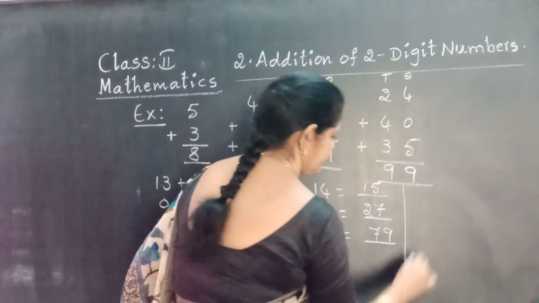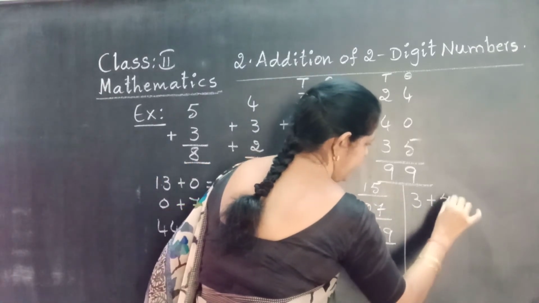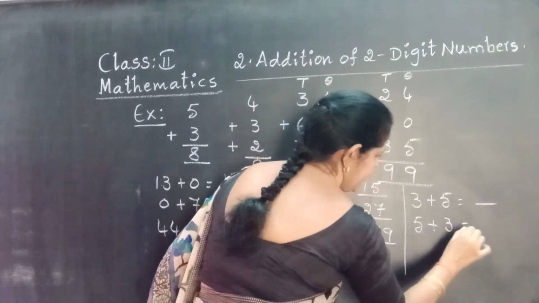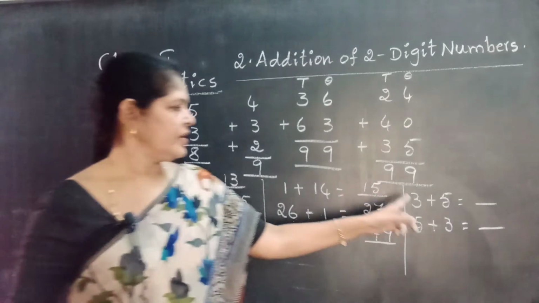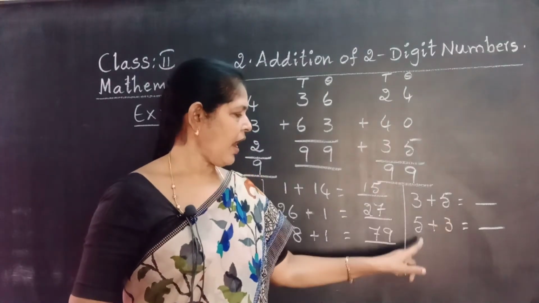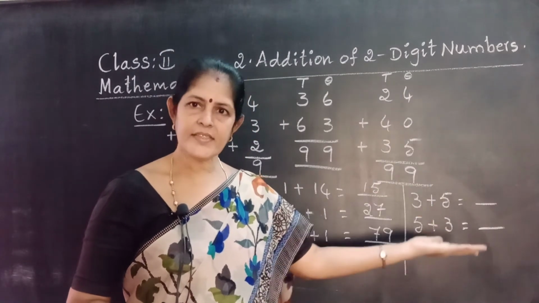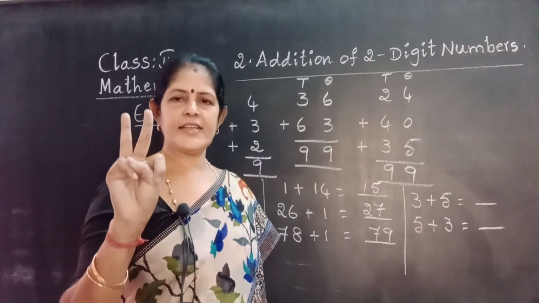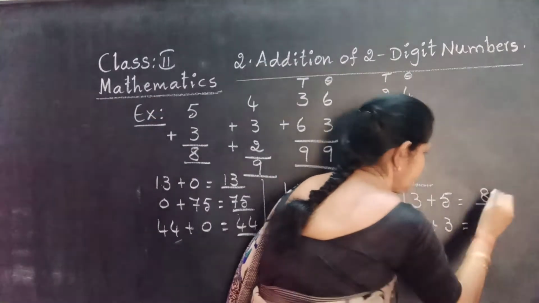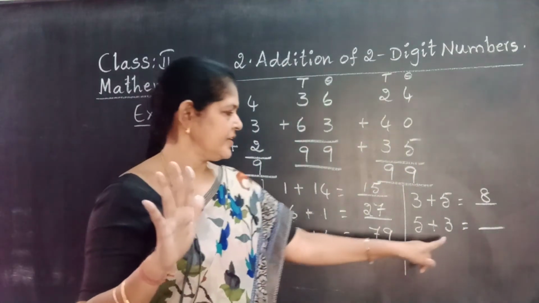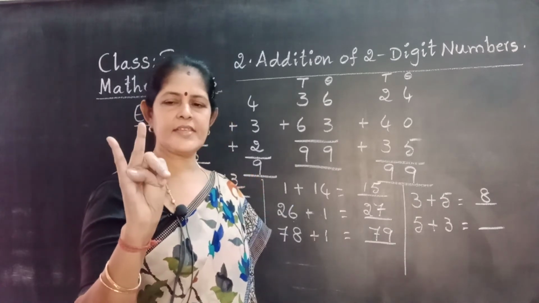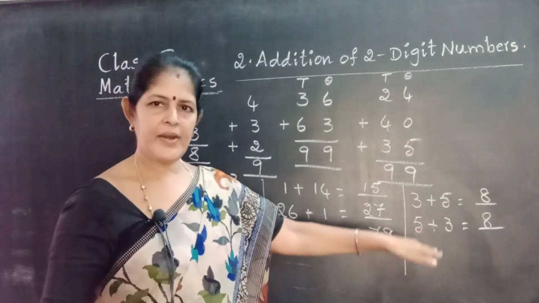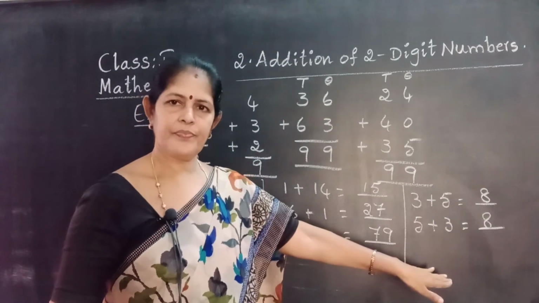Another one. 3 plus 5 equals how much? And 5 plus 3 equals how much? See, we add 3 to 5 or add 5 to 3, we get the same answer. Observe. Take 3 fingers, 5 after 6, 7, 8. Here take 5 fingers, 3 after 4, 5, 6, 7, 8. 3 plus 5 or 5 plus 3, we get the same total.